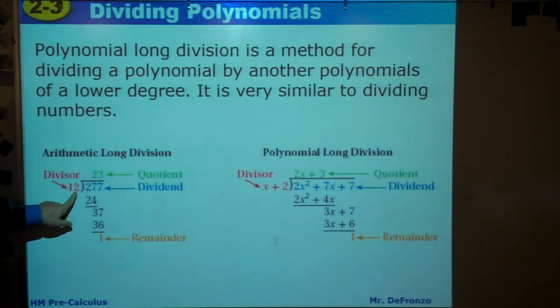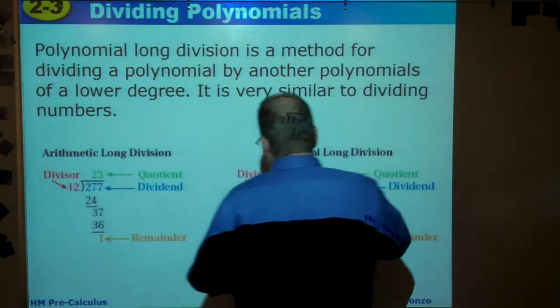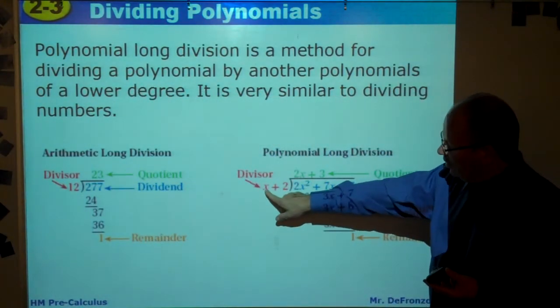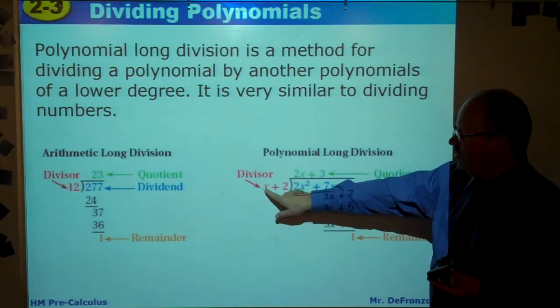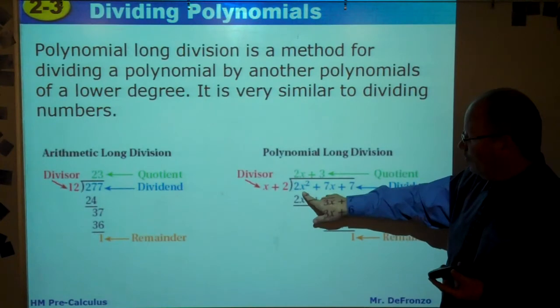When we divide numbers, for instance 12 into 277, we find that 12 doesn't go into 2, but it does go into 27 2 times. We do 2 times 12, we subtract, we get the answer. Well, we're doing the same thing with polynomial long division. We look to see how many times this term will divide into this term.